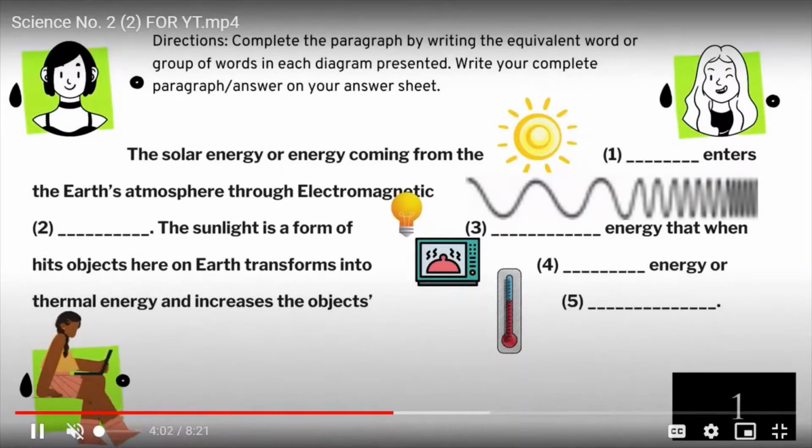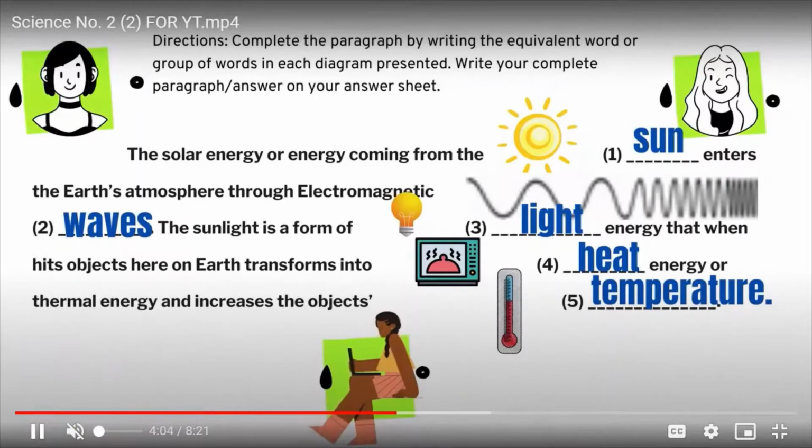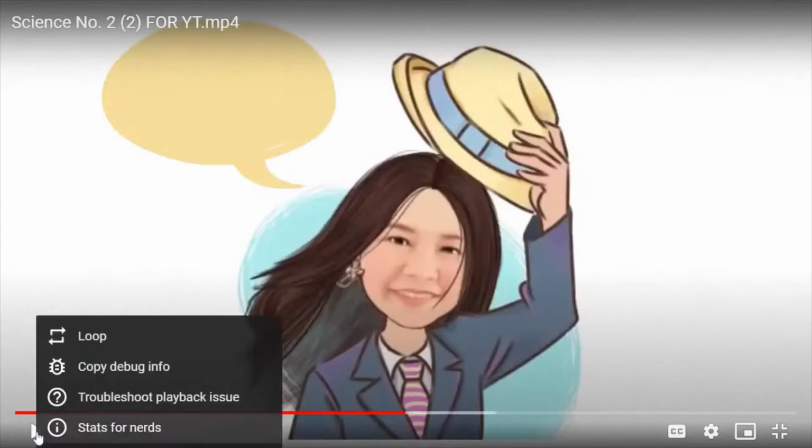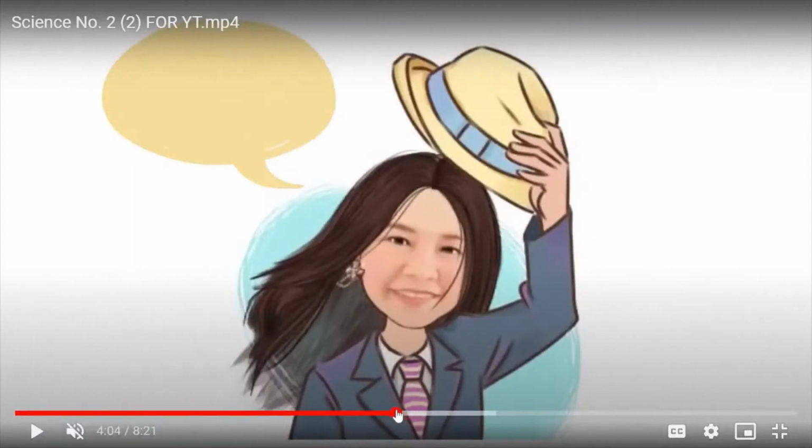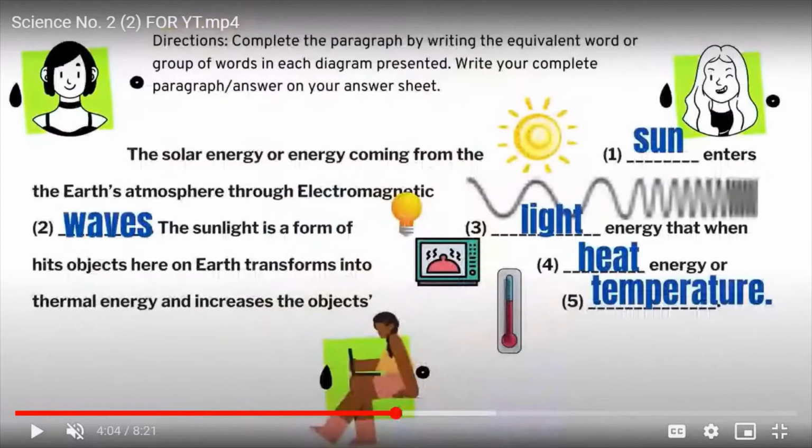Answer it now. And the answer is number 1, sun. 2, waves. 3, the third answer is light. The fourth one is heat. And the fifth one is temperature. Did you get it right? Sun, waves, light, heat, and temperature.